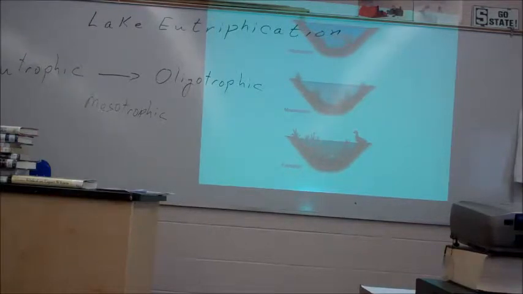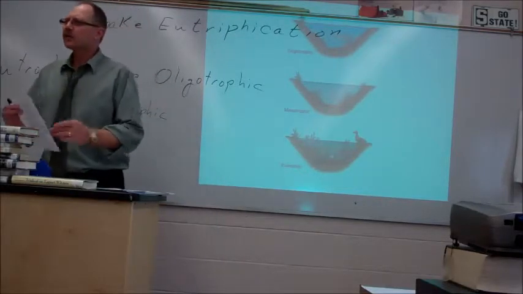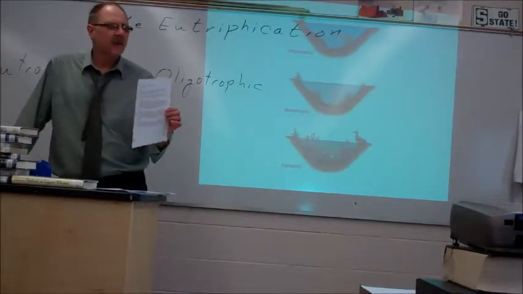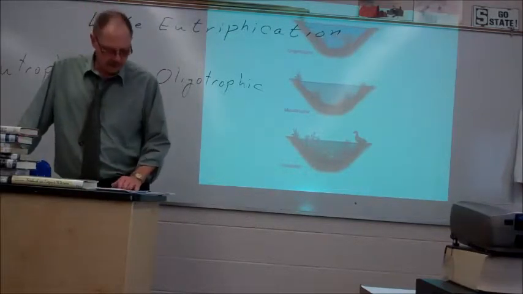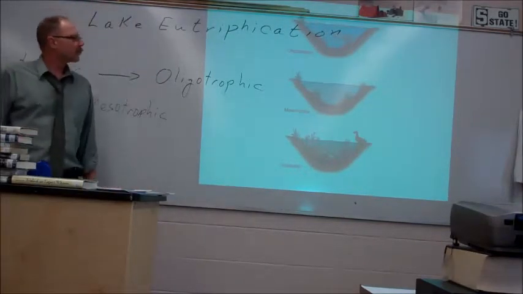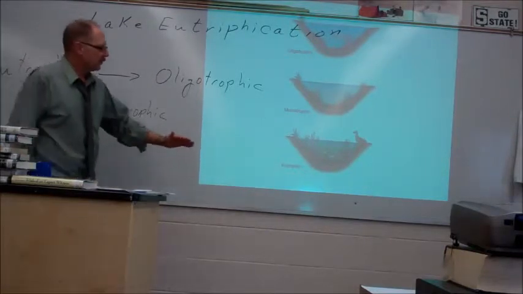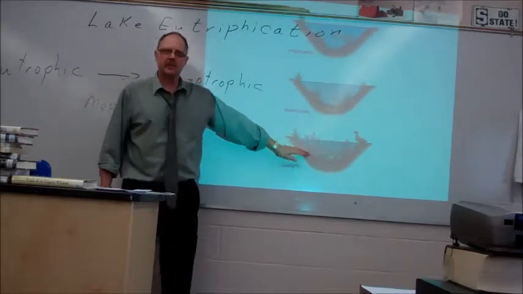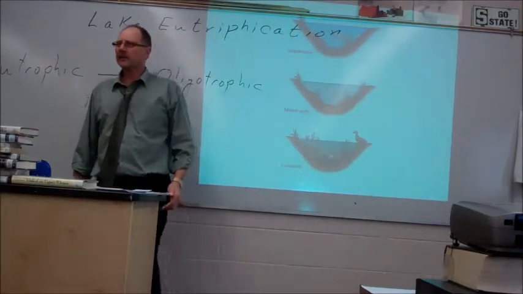All right, over here then, let's start with eutrophic. And everything I'm going to tell you is sort of written on this handout. I'm going to expand on it just a little bit, so if you want to take some notes on it. So let's start with a eutrophic lake. A eutrophic lake tends to be shallow. And you see on this picture here, it's a shallower lake than the oligotrophic lake.